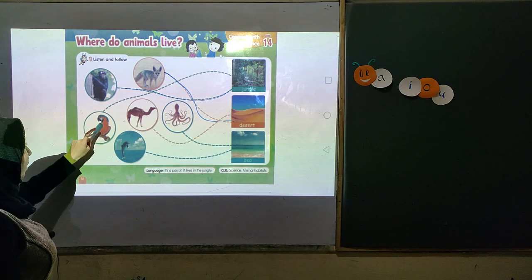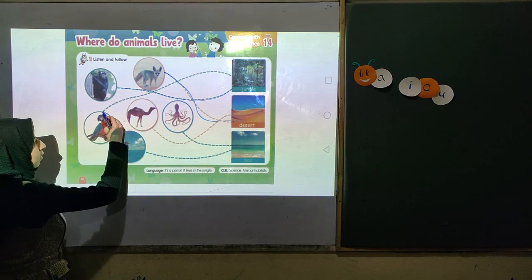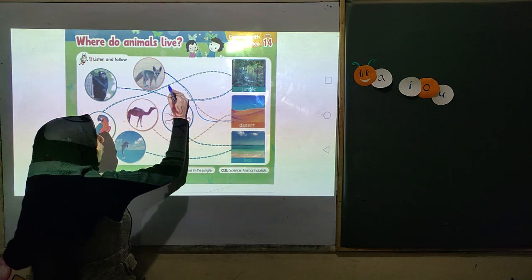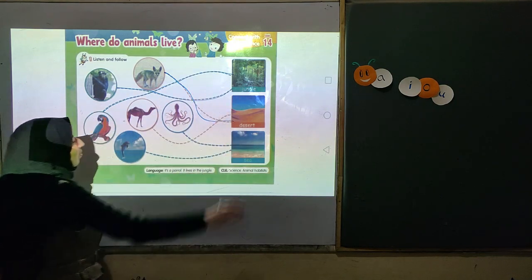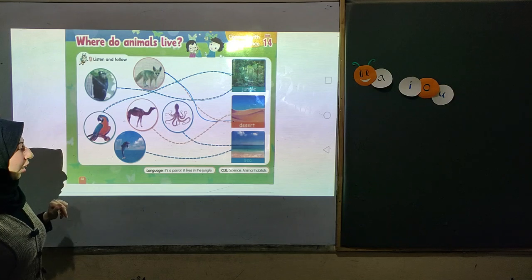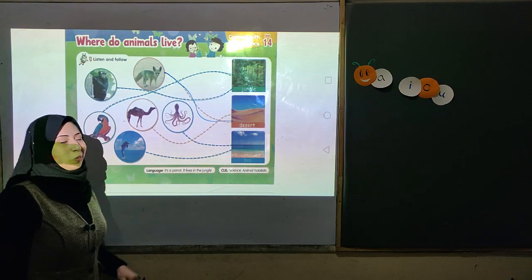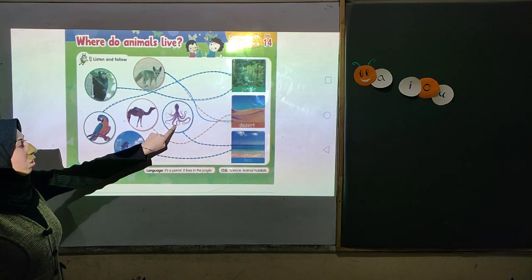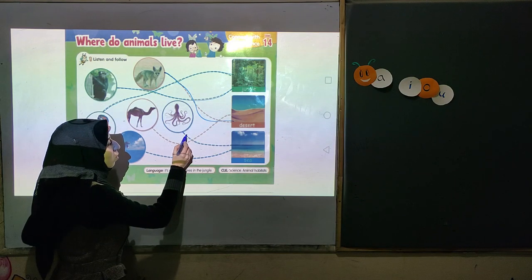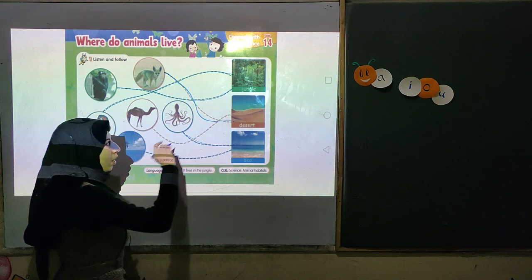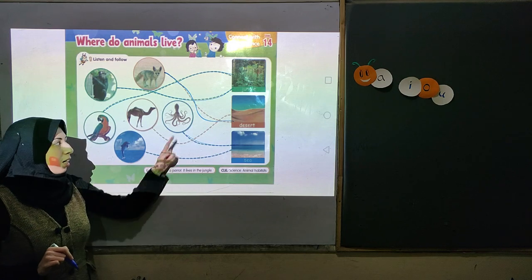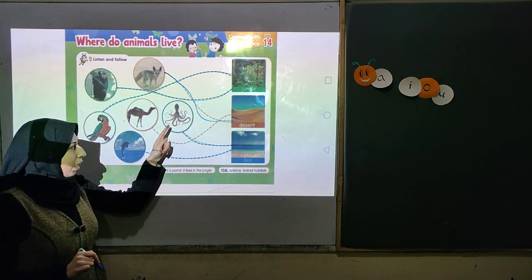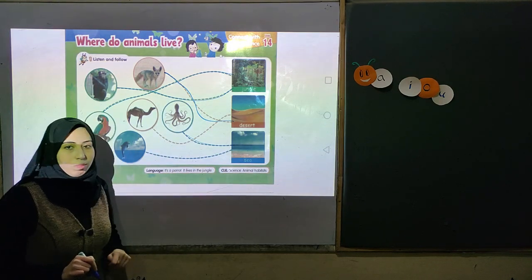Number three, it's a parrot. Let's see where does it live. It's a parrot and it lives in the jungle too. Excellent. Now let's turn to the octopus. It's an octopus. And it lives in the sea.